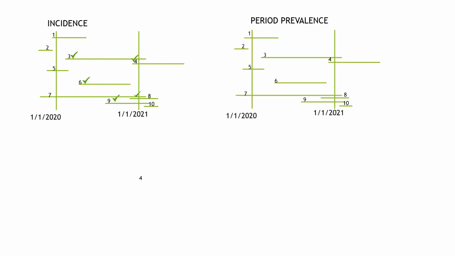So if that is the case, what is the period prevalence? Period prevalence includes both the new cases as well as the existing cases. That's why it will include case number 1, 3, 5, 4, 6, 7, 8, and 9. We'll exclude 2 and 10. Why? Because these two cases are beyond the stated period.